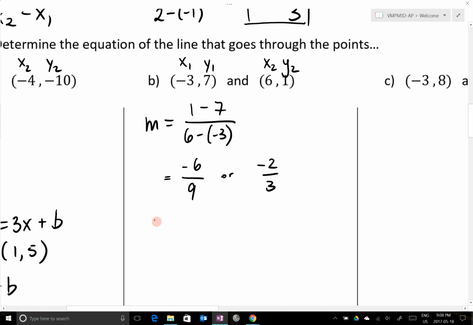Okay, take your equation, y equals mx plus b, put in your slope, -2 over 3, multiplied by x plus b. Now the mission is to solve for b. Substitute a point. That's what you've got to do.